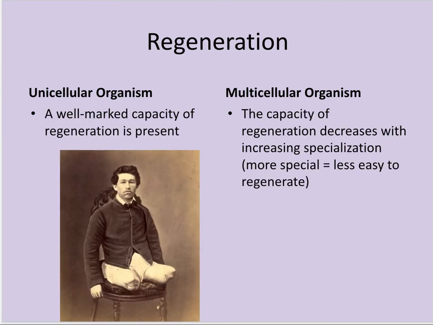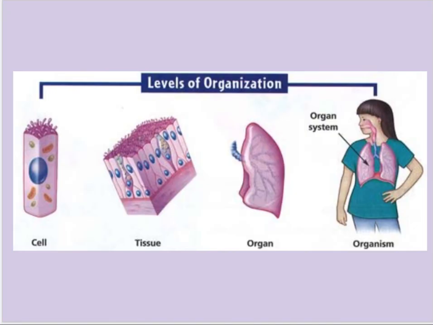Okay, regeneration. In a unicellular organism, a well-marked capacity of regeneration is present. So it is able to regenerate. Remember, it does all its life functions. But in a multicellular organism, the capacity of regeneration decreases with increasing specialization. So just like in this photo, this man lost his legs. He's not going to grow new legs. All right, and then here, this is something important for you to know. This is our levels of organization. So the smallest is a cell. Cells come together to make tissue. Tissues come together to make an organ, and then organs come together to make a complete organ system. So this is an important slide for you to know. Cell, tissue, organ, organ system. All right, and that's all I have for you guys today.